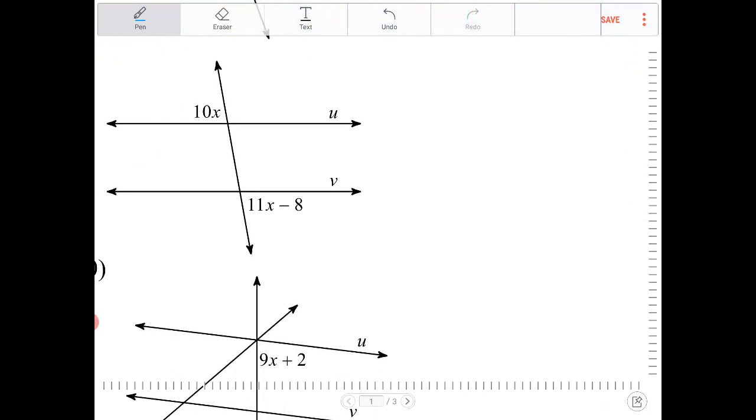Question number 8, again, these are alternate exterior angles, so I know that 10x is equal to 11x minus 8. If I subtract 10x from both sides and add 8 to both sides, I'll end up with x equal to 8.